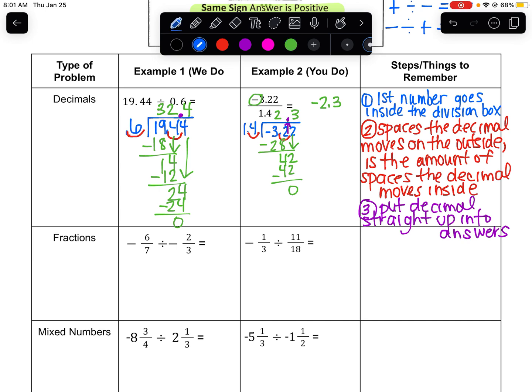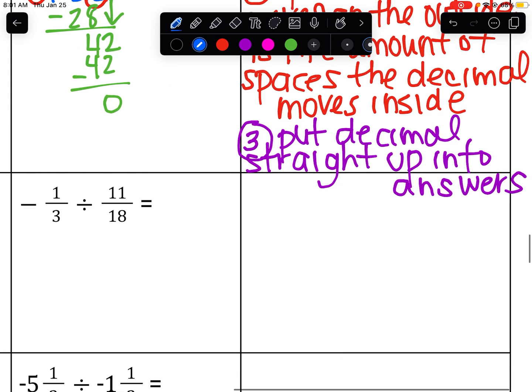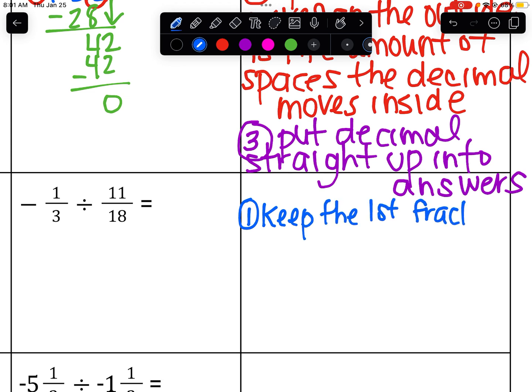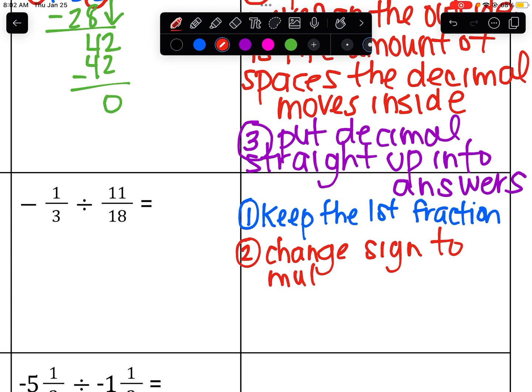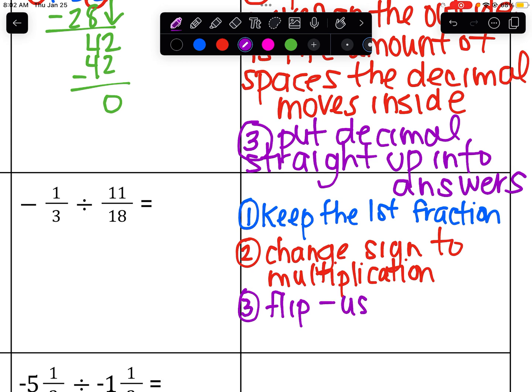With fractions, we have some rules with just fractional numbers. And the first rule, and I'm sure you remember this from 6th grade, is we keep the first fraction. Our second rule is we change the sign to multiplication. And our third part to the rule is we flip, or we really call this using the reciprocal of the second fraction.